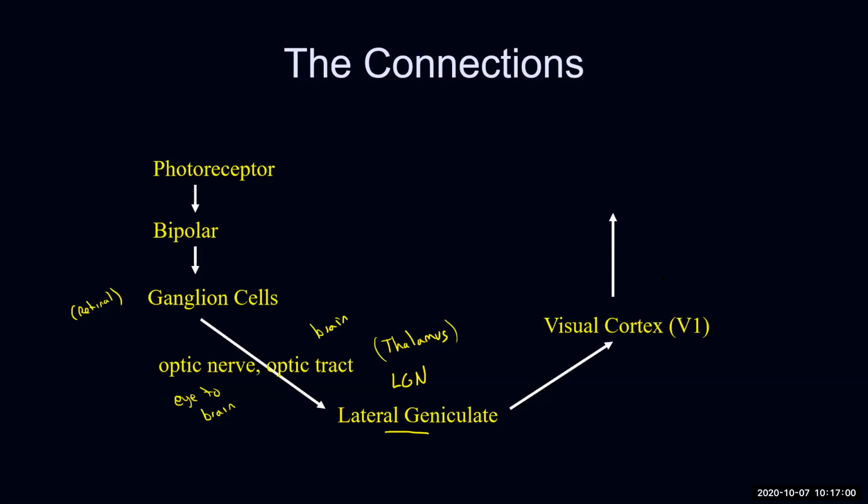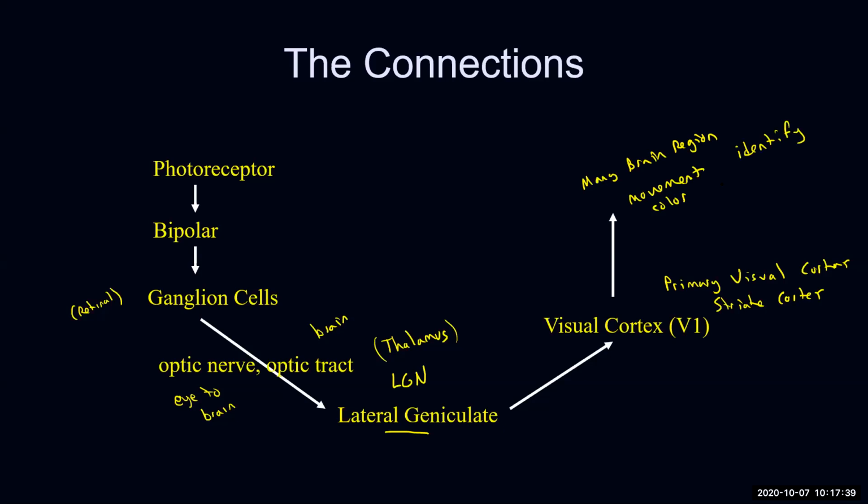So V1 is the same thing as primary visual cortex, which is the same thing as striate cortex. So you'll hear all of these if you go onto the field. This is where perception starts. From here, we go to many brain regions. So we have parts of the brain that will analyze movement, color, things that will allow you to identify what you see.